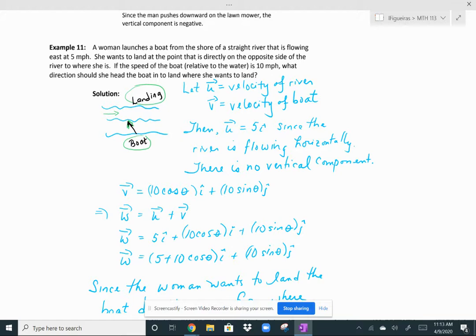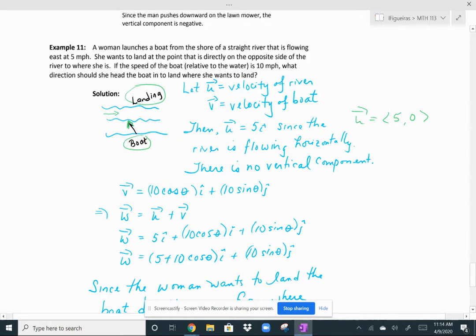All right, so let's see how we figure this out. We're going to let u be the velocity of the river, the vector component of the river, which will have both magnitude and direction. And we're going to let v be the velocity of the boat, which again will have magnitude and direction. Because the river is only traveling eastward, we only have one component, the horizontal component. There is no vertical component. So u is 5i, or you could also write it like this, (5, 0).